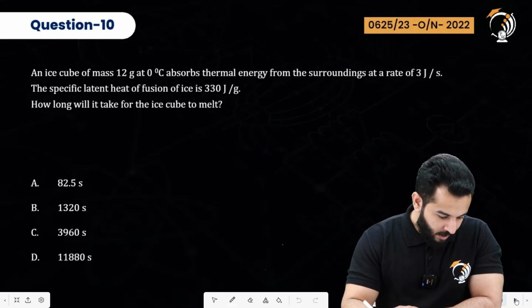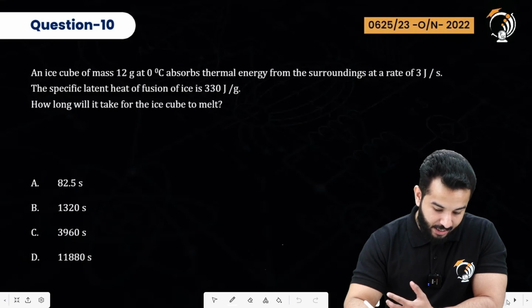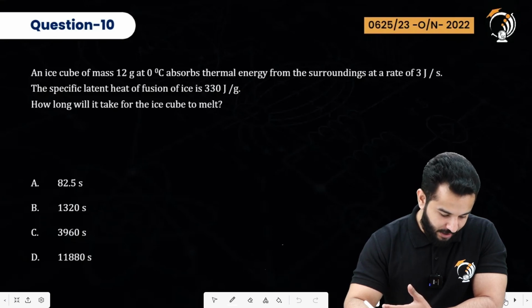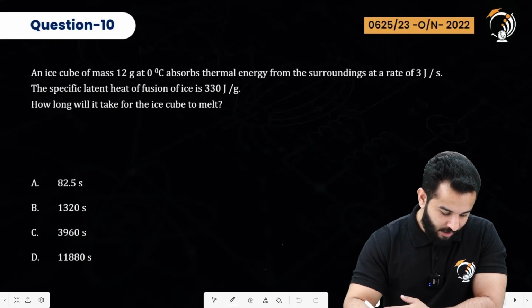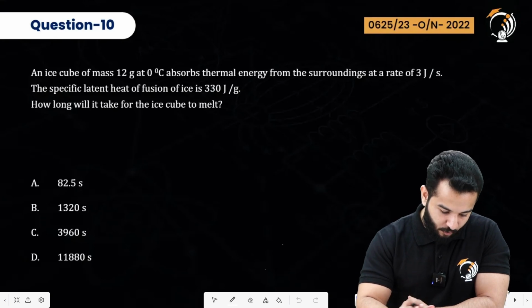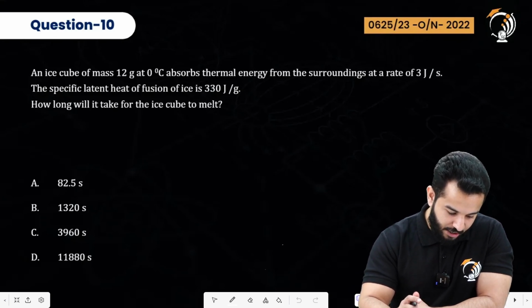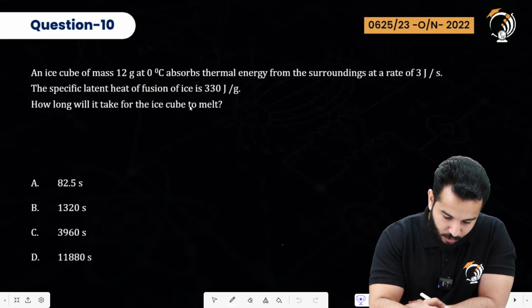Moving on. An ice cube of mass 12 gram at 0 degree Celsius absorbs thermal energy from the surroundings at a rate of 3 joule per second. The specific latent heat of fusion is 330 joule per gram. How long will it take for the ice cube to melt? So we have got 12 grams of ice cube, and we are asking how much time it will take.